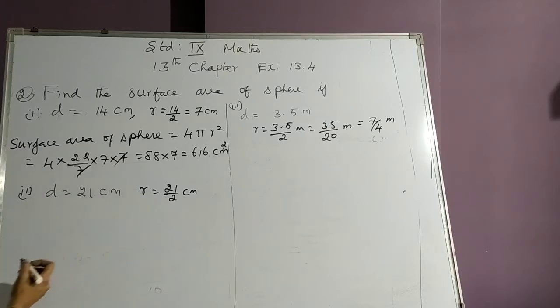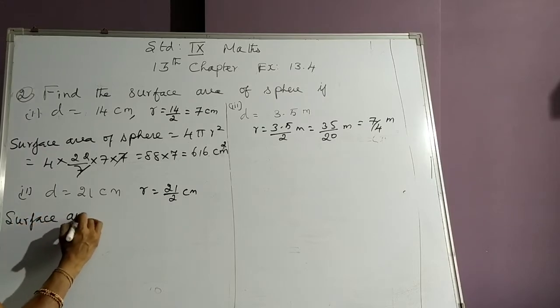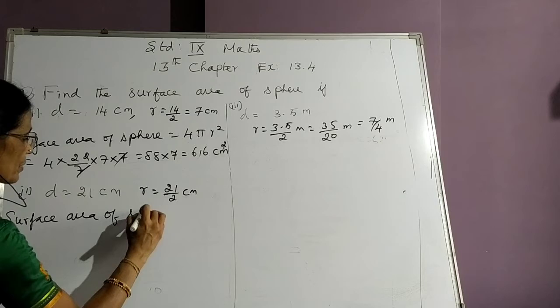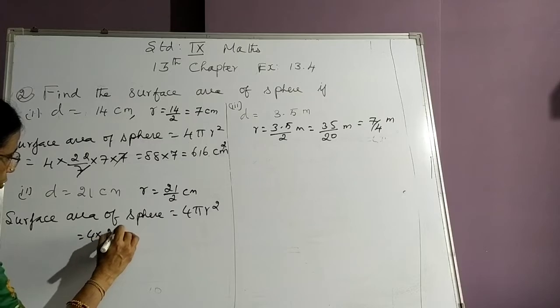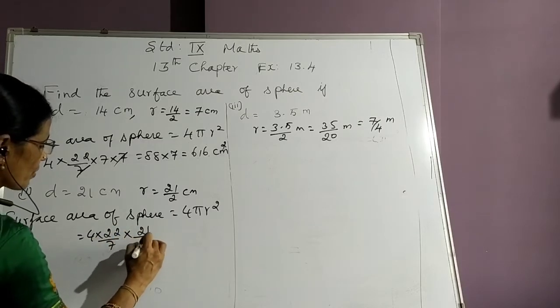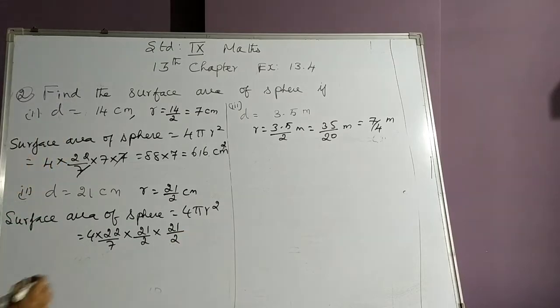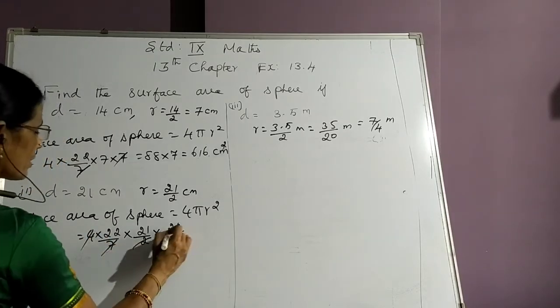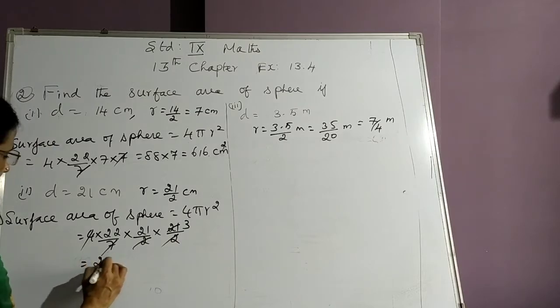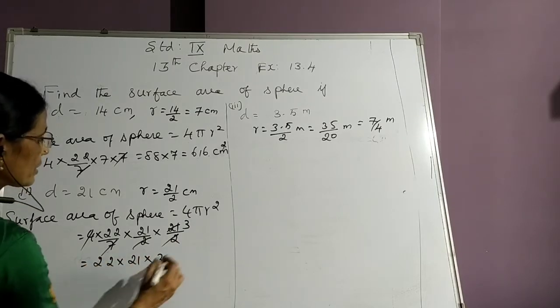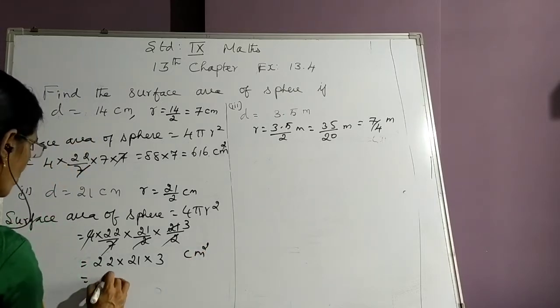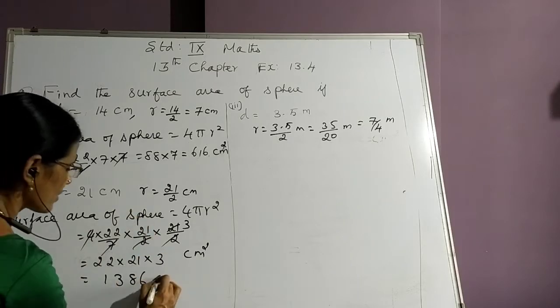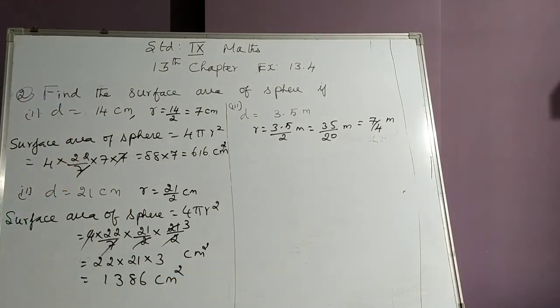In the second subdivision, we got r is equal to 21 upon 2 centimeter. Applying the same formula, surface area of sphere is 4 pi r square. 4 into 22 upon 7 into 21 upon 2 into 21 upon 2. Here 2 gets cancelled with 4 and here it is thrice. So the remaining numbers are 22 into 21 into 3 centimeter square. So multiplying these three numbers, we'll get 1386. Centimeter is given, we get centimeter square.